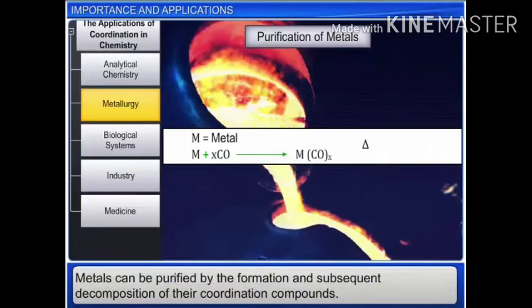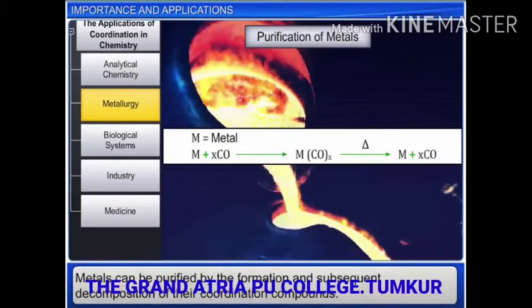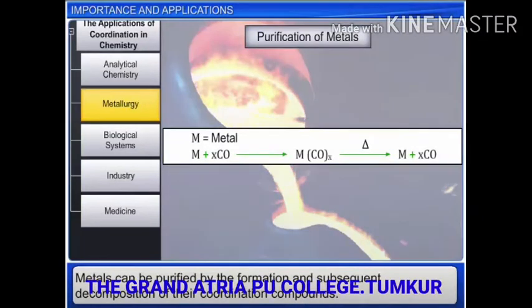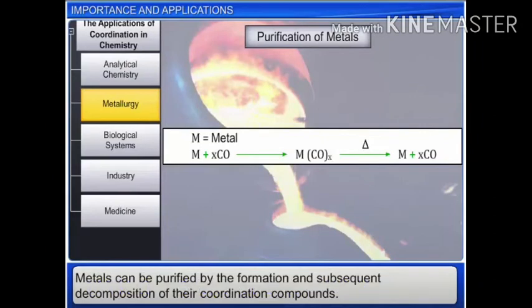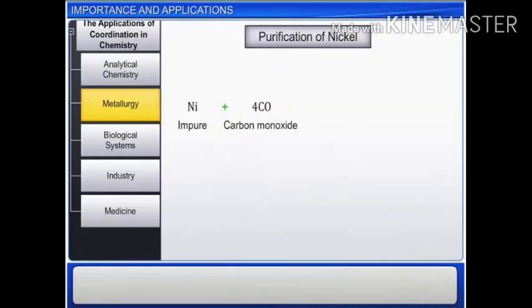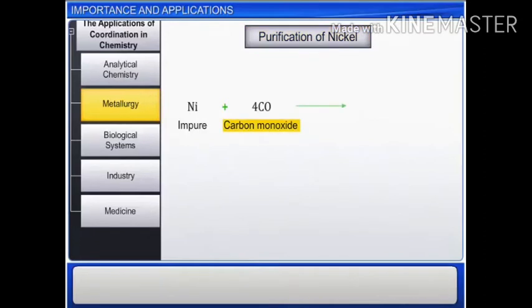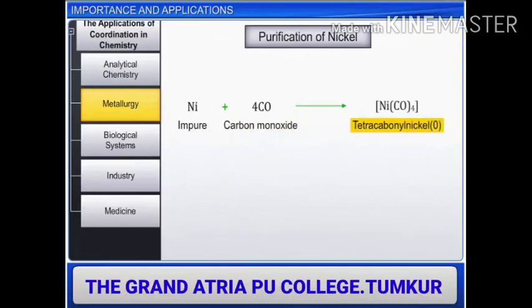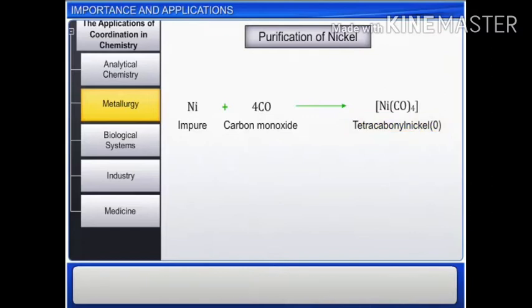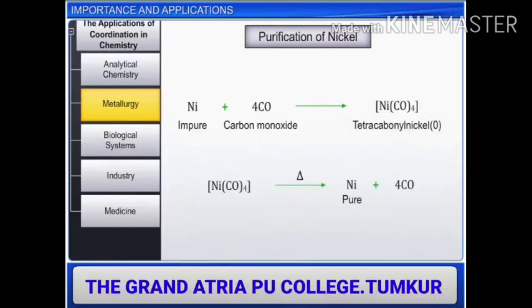Metals can be purified by the formation and subsequent decomposition of their coordination compounds. For example, nickel can be purified by its reaction with carbon monoxide to form the volatile complex tetracarbonyl nickel 0, which is decomposed thermally to yield pure nickel.